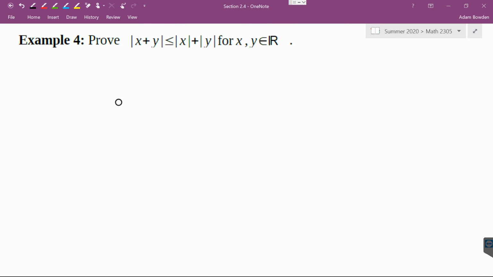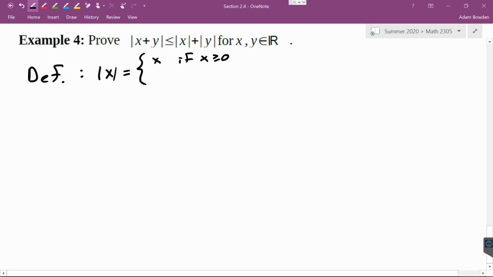Now this statement says prove the absolute value of x plus y is less than or equal to the absolute value of x plus the absolute value of y for x, y in the real numbers. Okay, so let's make sure we understand the definition of absolute value. The definition of absolute value is x if x is greater than or equal to 0, or negative x if x is less than 0. The proof of this one is going to break down into cases.